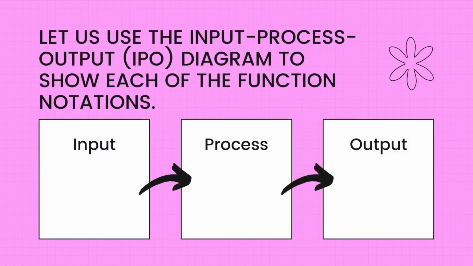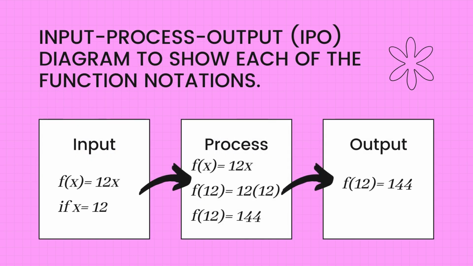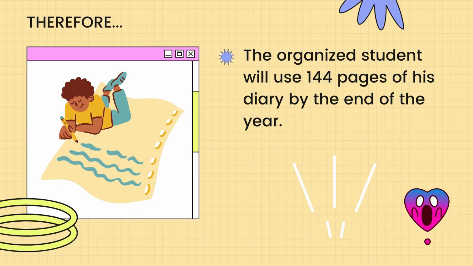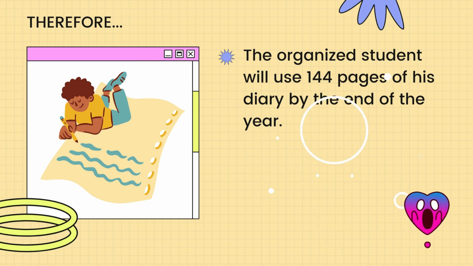Let us use the input-process-output diagram to solve the problem. Our input is the function f of x equals 12x. If x equals 12, our process is f of x equals 12x. f of 12 equals 12 times 12. f of 12 equals 144. Then our output is f of 12 equals 144. Therefore, the organized student will use 144 pages of his diary by the end of the year.